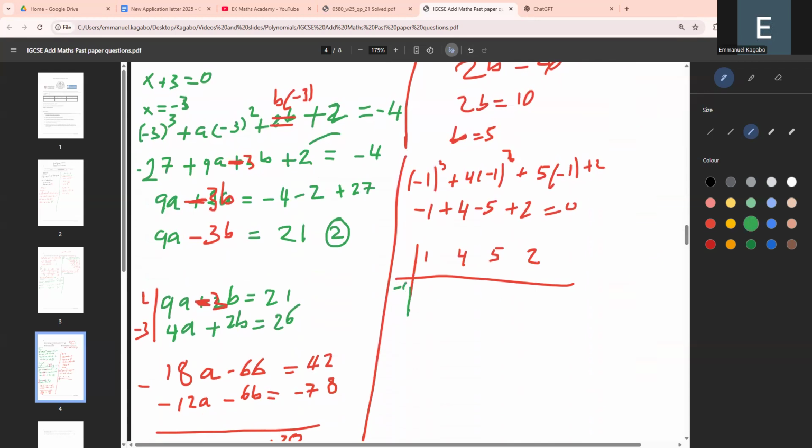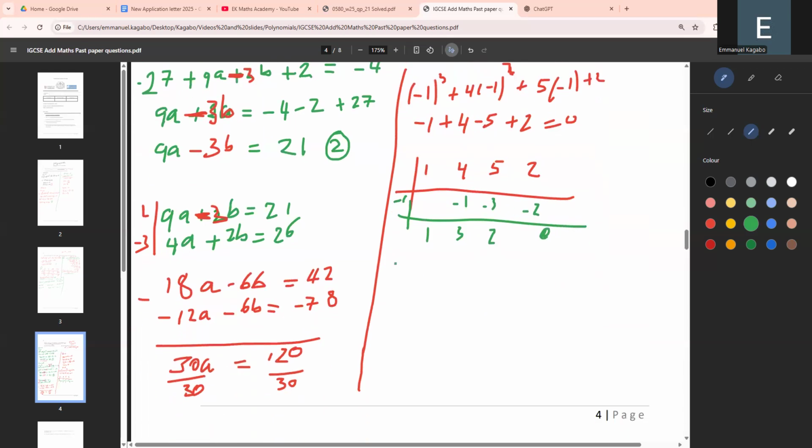What do we do, guys? When I divide by -1 using synthetic division, bring 1 down here. Then -1 times 1 gives me -1. When I add, I'm going to get +3. When I multiply, I'll get -3. When I add this time around, it gives me +2. When I multiply, I'll get -2. Then here gives me 0. Okay, I hope you have understood that.